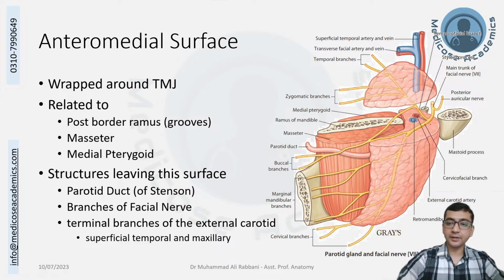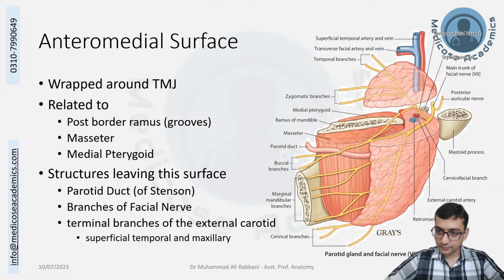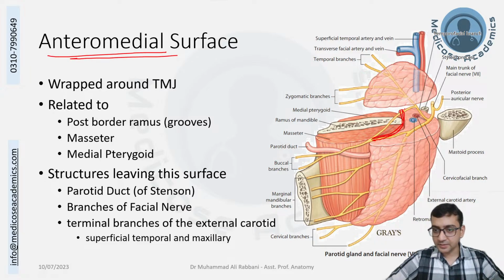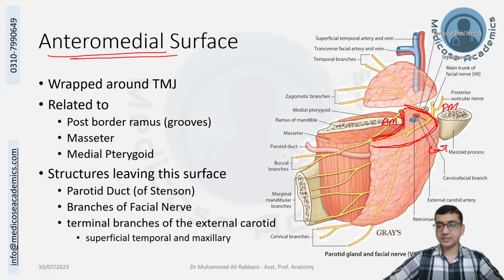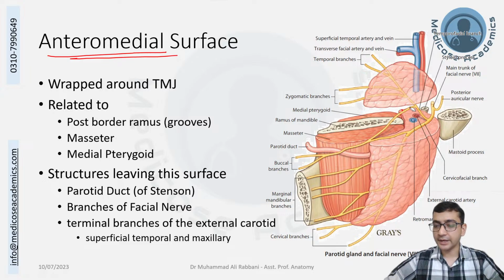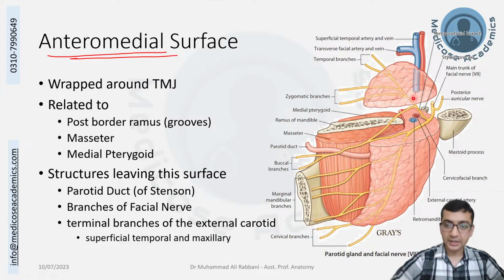The medial aspect is divided into two parts. This part is the anteromedial surface, and this part will be the posteromedial surface. This is anteromedial, this is posteromedial, and this will be the lateral surface. So these are the surfaces across which the relations are studied. Having talked about the lateral, let's talk about the anteromedial and posteromedial surfaces.